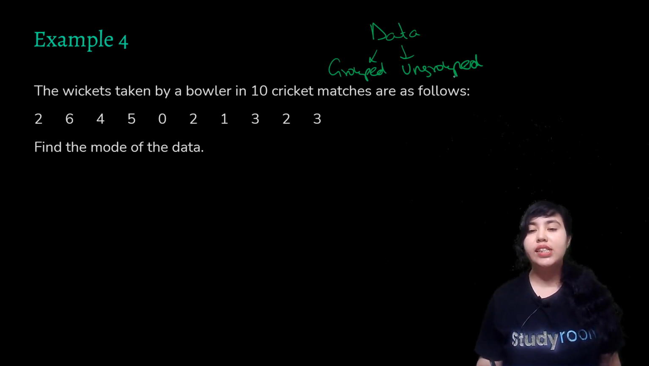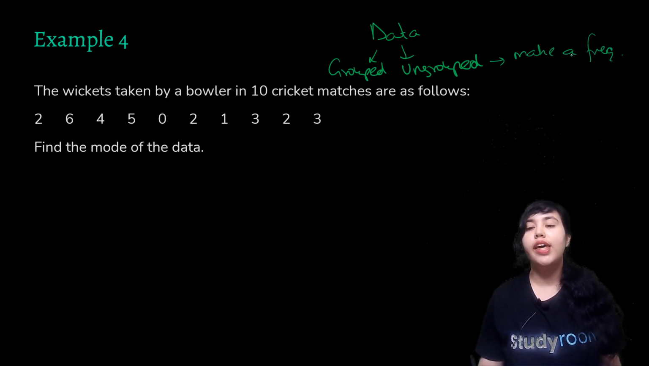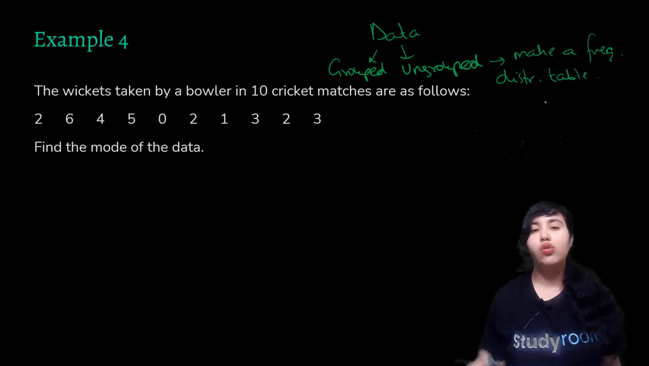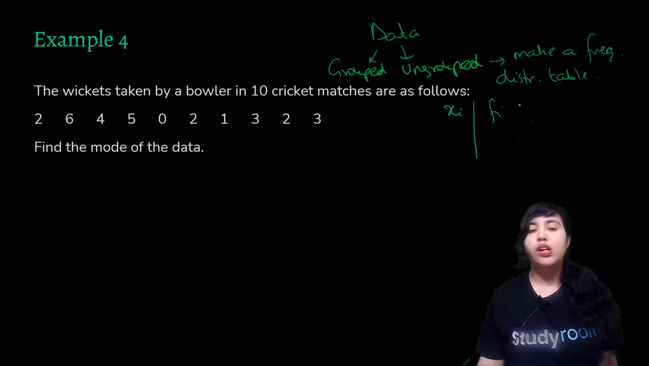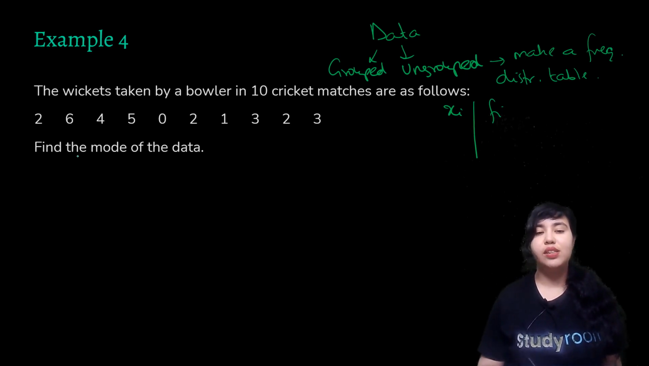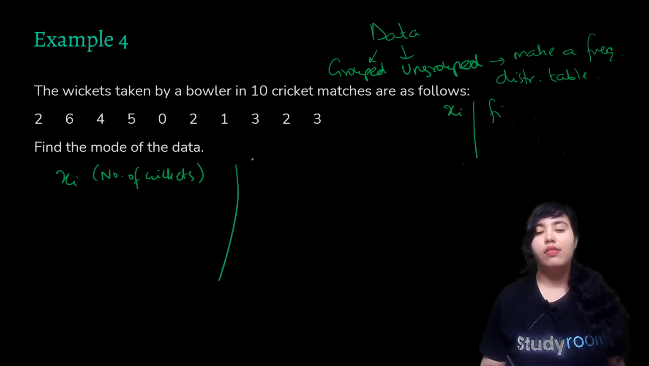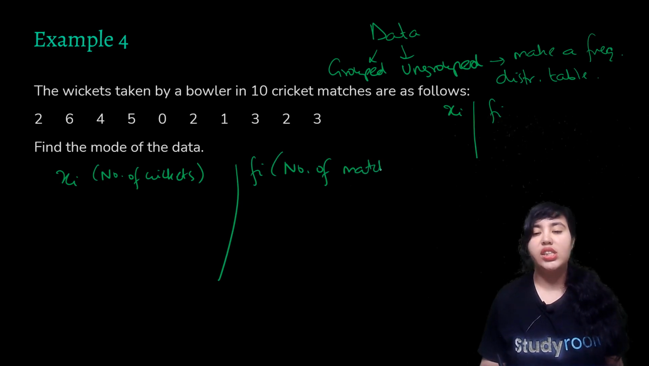What you are going to do is make a frequency distribution table first of all. You know by now what a frequency distribution table looks like. In case of ungrouped data where there are no class intervals, the table will look like xi and then you'll have a column for fi. Here the data has been given to you in the raw form. Let's convert it into a frequency distribution table. These are my observations xi. They are basically my number of wickets if we go by the question. And then we have fi, which are the number of matches.